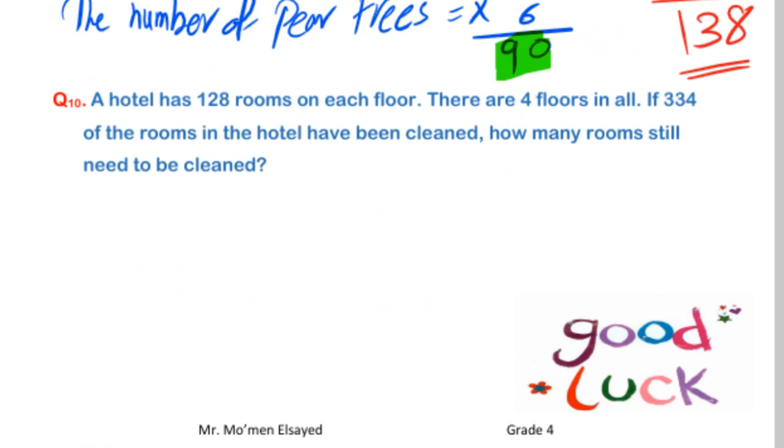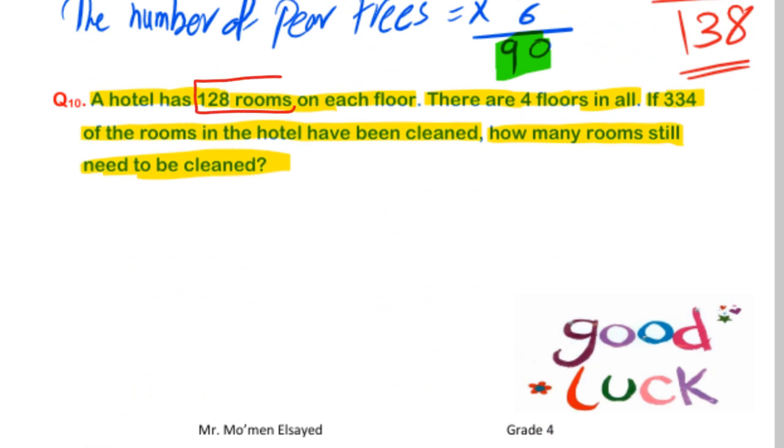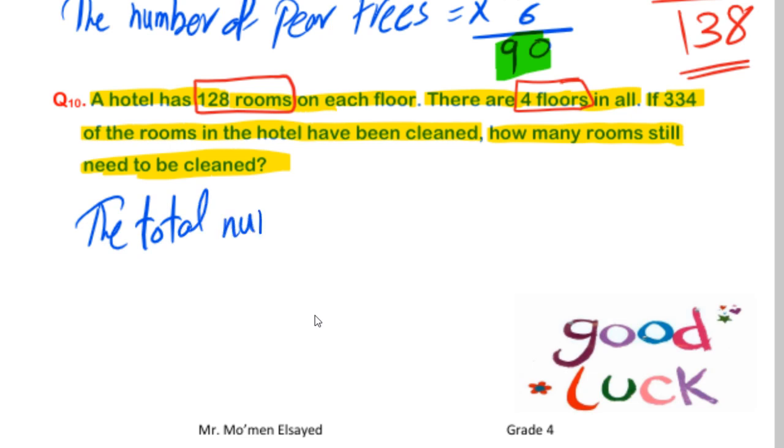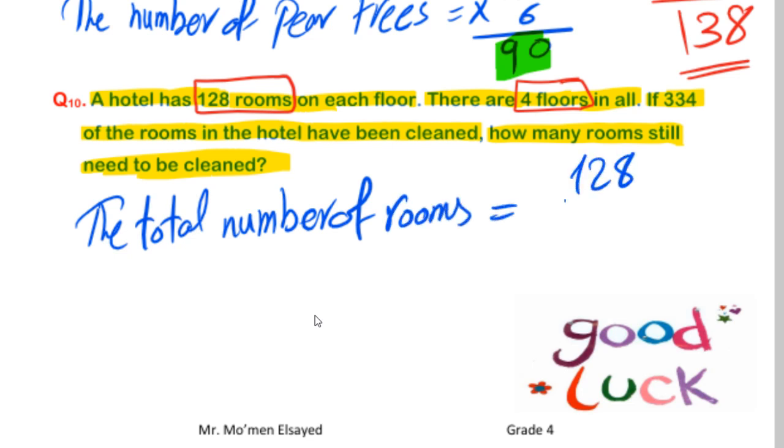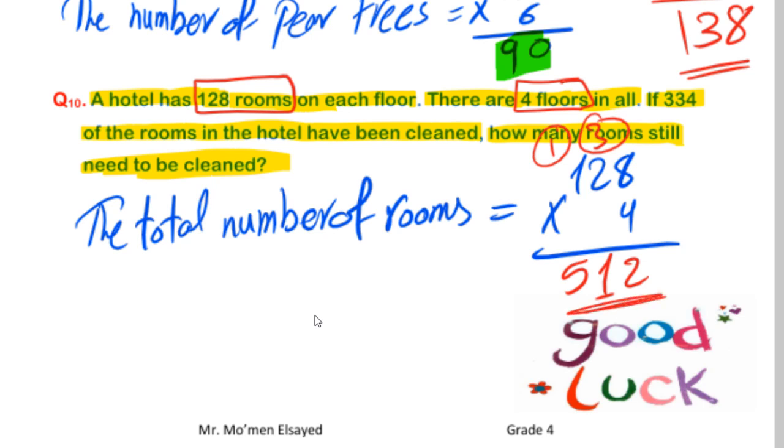Okay, let's move to the next one. First of all, let's multiply the number of rooms by the number of floors. So let's get the total number of rooms equals 128 multiplied by 4. 8 multiplied by 4 equals 32, 2 and carry 3. 2 multiplied by 4 equals 8 and 3 equals 11, 1 and carry 1. 1 multiplied by 4 equals 4 and 1 equals 5. So we have 512 rooms in this hotel.